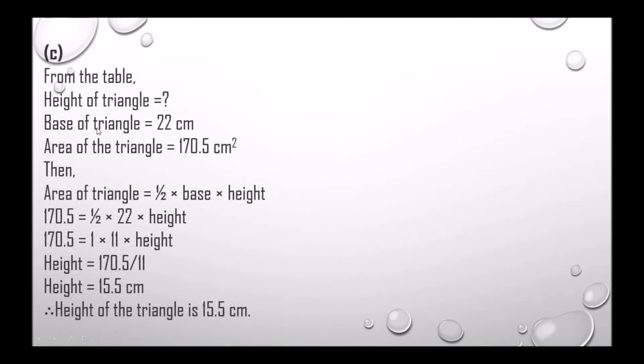Next, height we have to find. Base is given 22 centimeter. Area is given 170.5 centimeter square. So area of triangle, 170.5 equals half into 22 into height. So 170.5 equals 1 into 11 into height. Here 2 and 22 can cut. So height equals 170.5 upon 11. So height equals 15.5 centimeter.